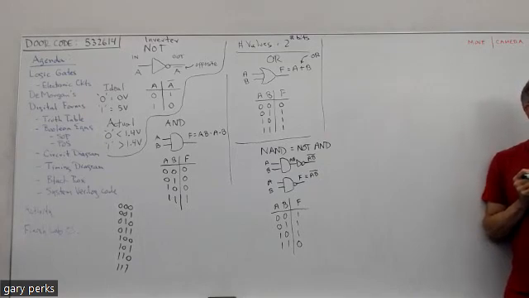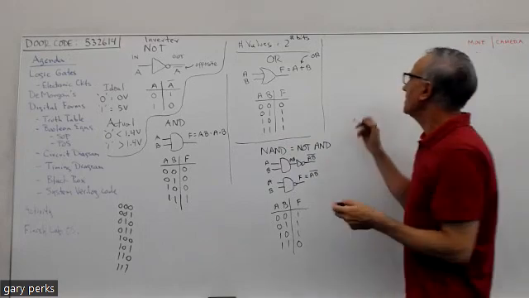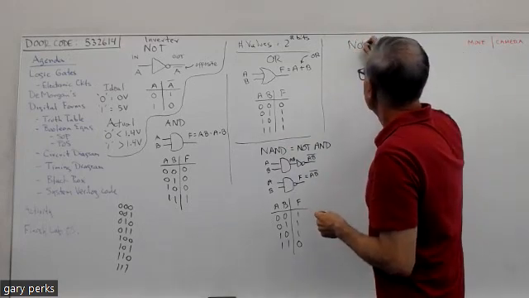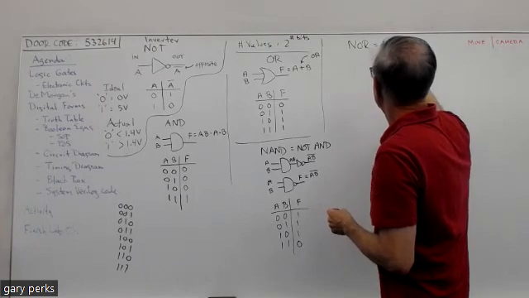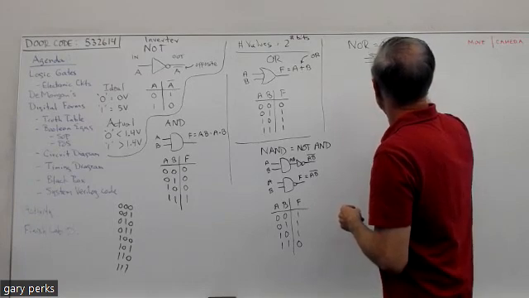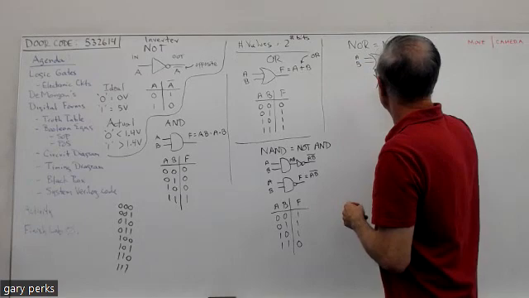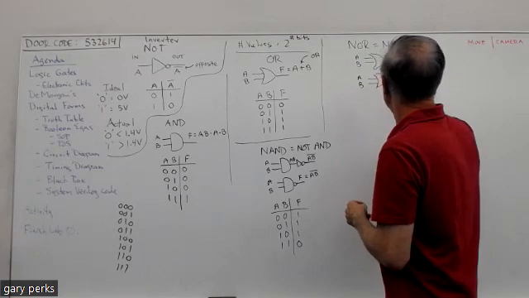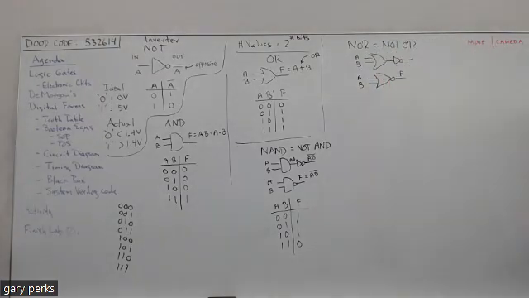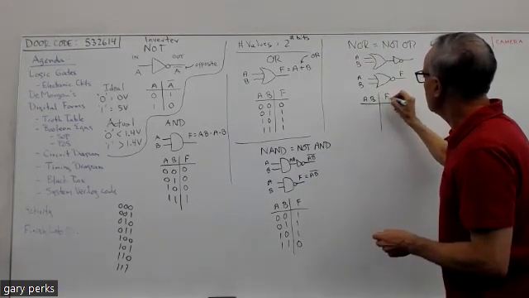What do you think's next? OR. Right, because if you can invert the output of an AND, you can invert the output of an OR, right? And that gives you the NOR, which is not OR. So that's the same as an OR with the output inverted. And the symbol for the NOR looks like that. And then the truth table, well, it's just what we had for the OR, but with the output inverted.